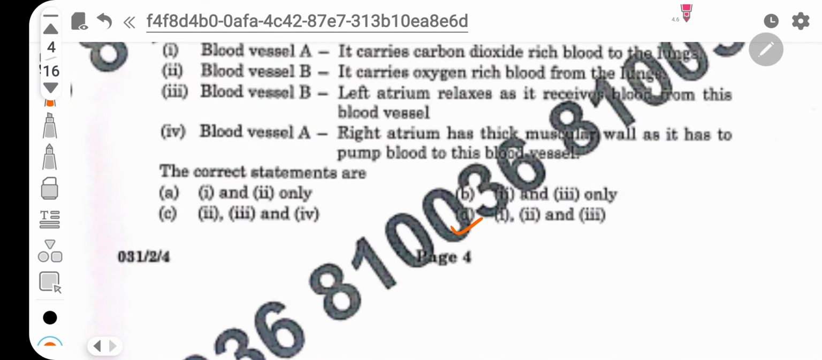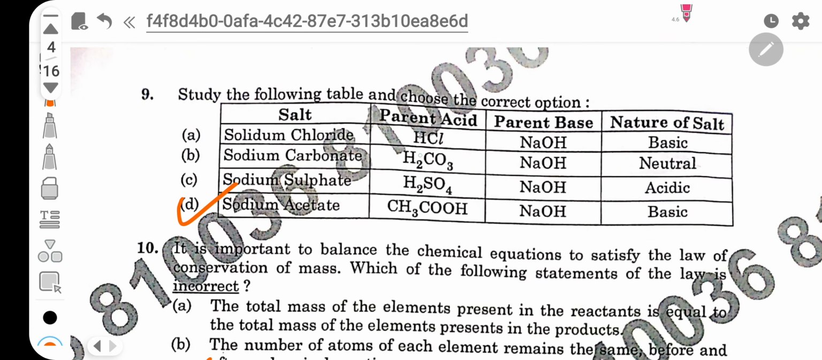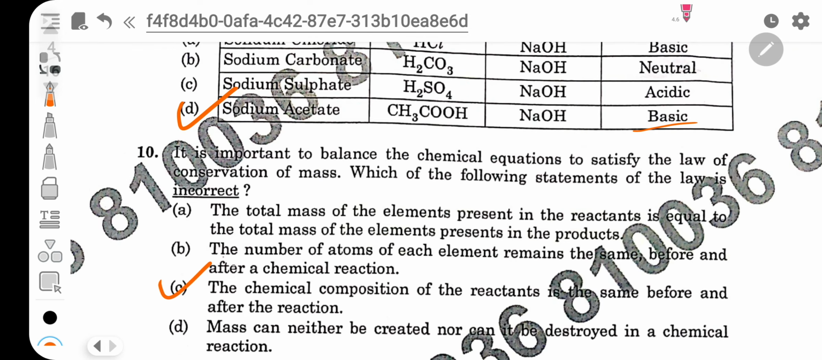Now question number 9. Study the following table and choose the correct option. The answer is sodium acetate, CH3COONa, parent base NaOH, and it is a basic salt. Now question number 10.